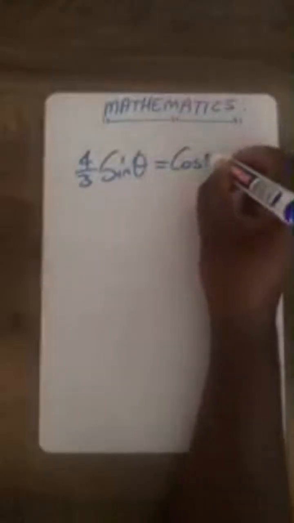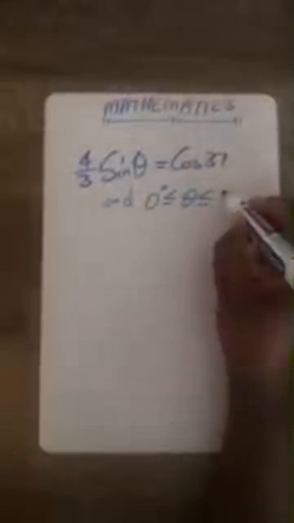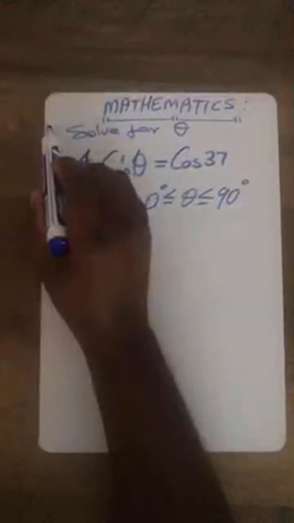4 over 3 times the sine of an angle equals cos 37, and theta is between, or it's less than or equal to that. So the question now that you are solving: here they say solve for theta. That is question number 4.3. Yes, there you go. Let's see if we can work it out.